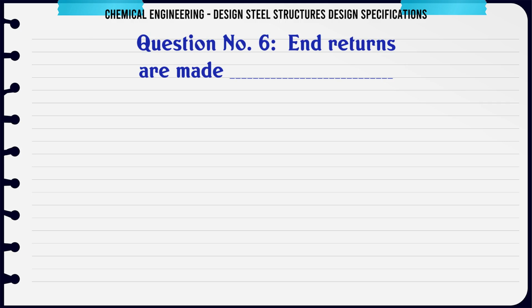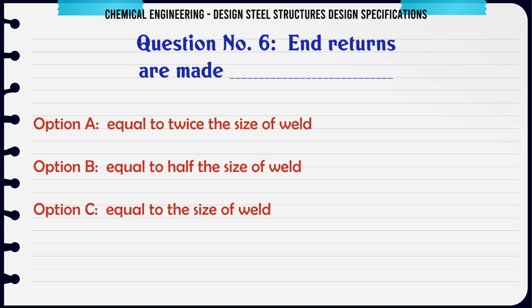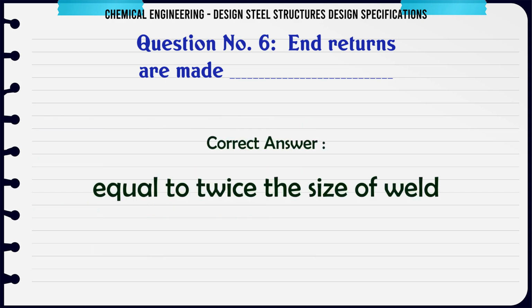End returns are made. A. Equal to twice the size of weld. B. Equal to half the size of weld. C. Equal to the size of weld. D. Equal to thrice the size of weld. The correct answer is equal to twice the size of weld.